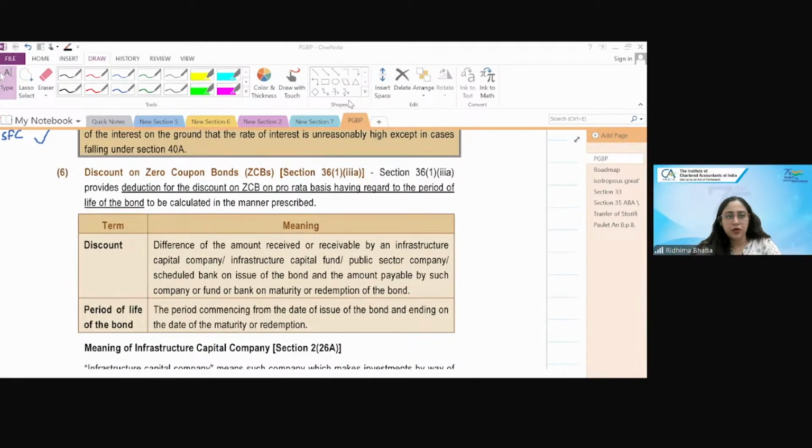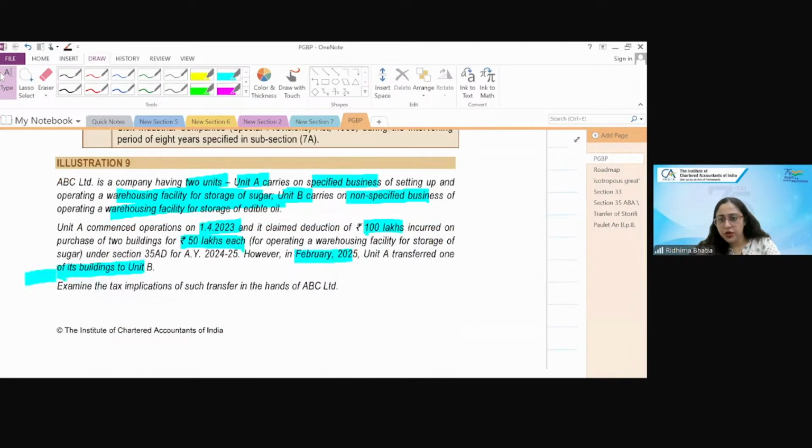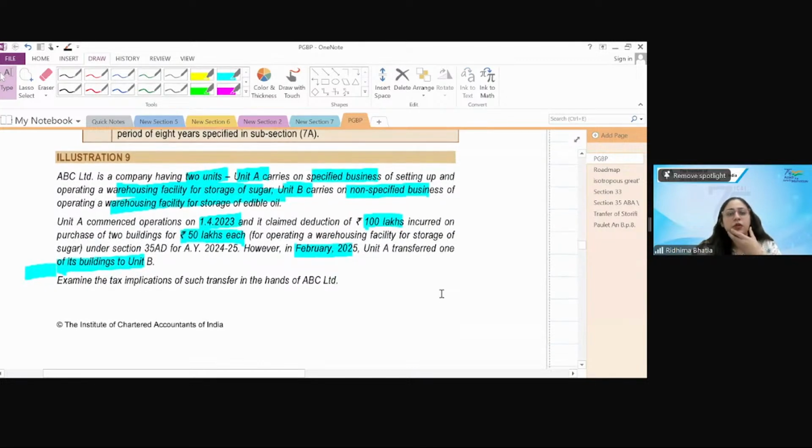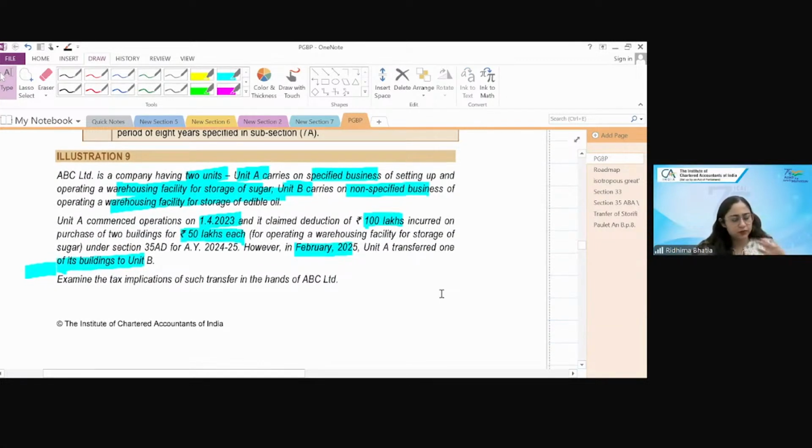Illustration number 9. Vignesh, was it your query? Yes, ma'am, it's my query. Ma'am, you said that when we transfer an asset from a specific business to a non-specific business, the asset should be recorded net of the depreciation, net of the PGBP income and depreciation, right, ma'am?